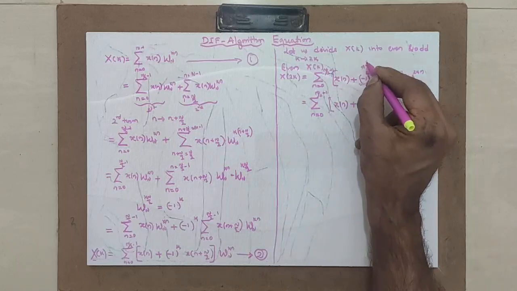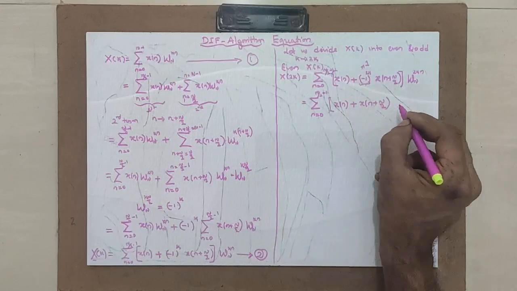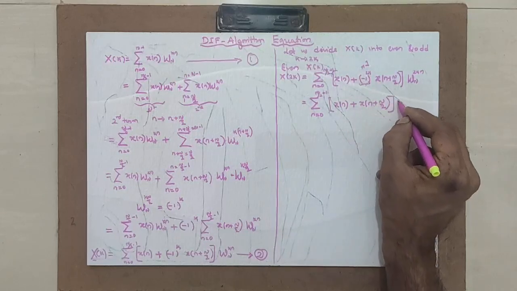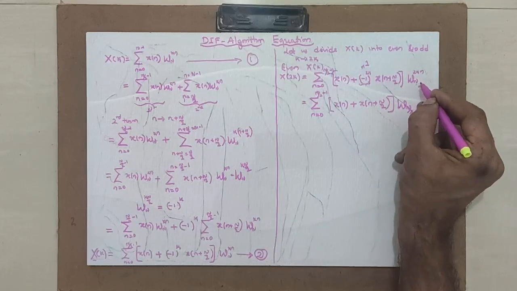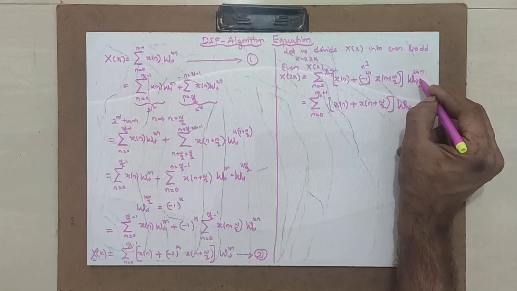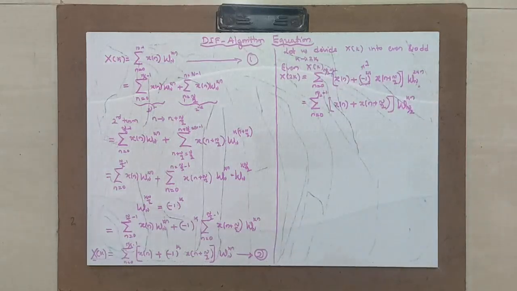Because this has given me only the value, x of n plus n by 2 whole raised to W_N by 2. Why I brought this n by 2, I have explained in your DIT FFT algorithm. This n by 2 is brought to the denominator of n, W_N by 2 raised to kn.